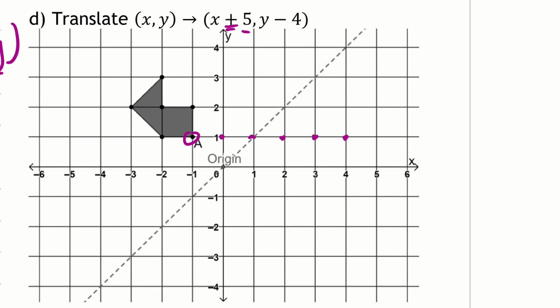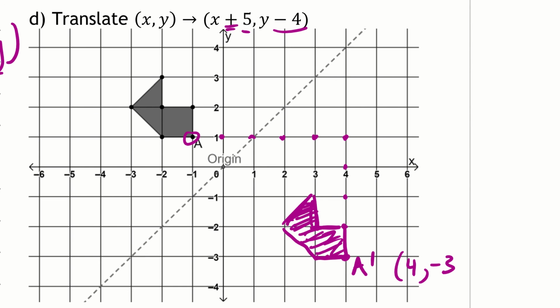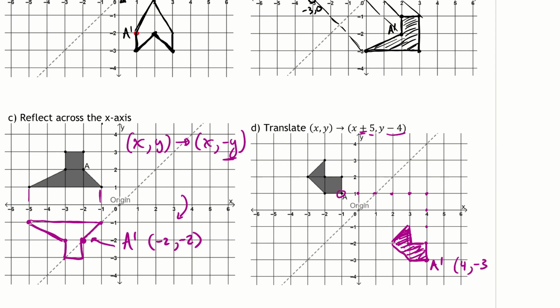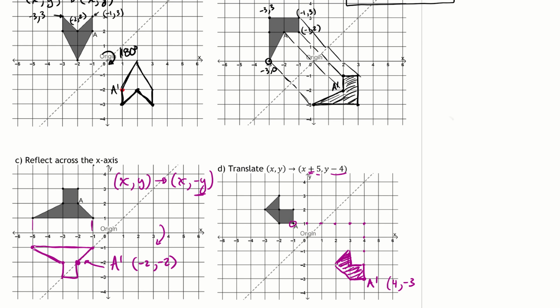And then y's are going to decrease by 4. So I'm just going to go down 1, 2, 3, 4. This right here is my new A prime. This new A prime is located at 4, -3, and this shape would be pretty easy for me to draw. I'm just looking at the shape above. I got this diagonal, and then this. So this is that shape after that wonderful transformation.